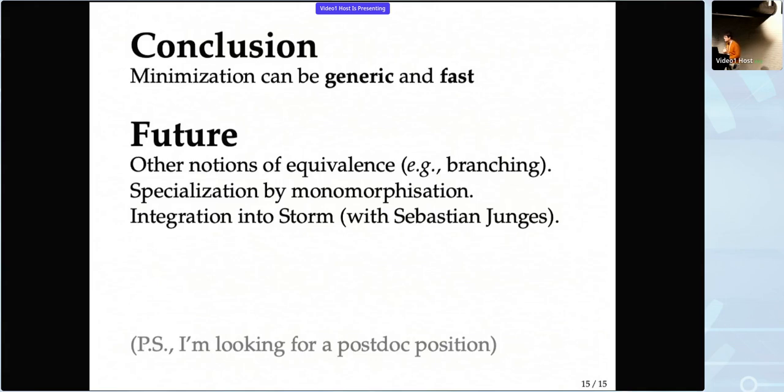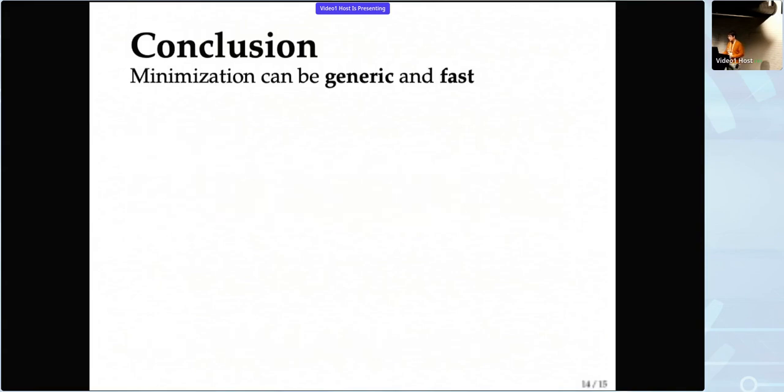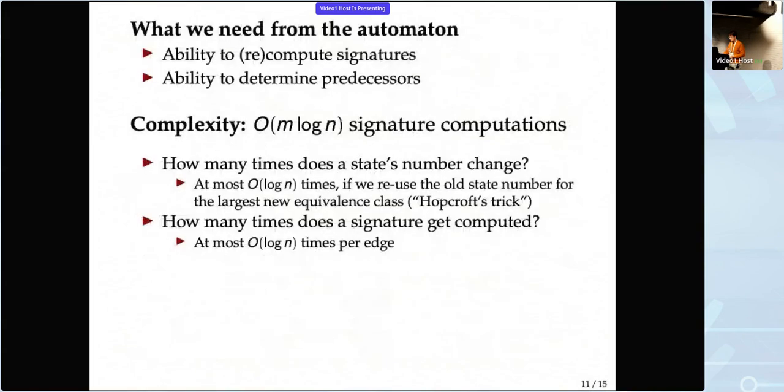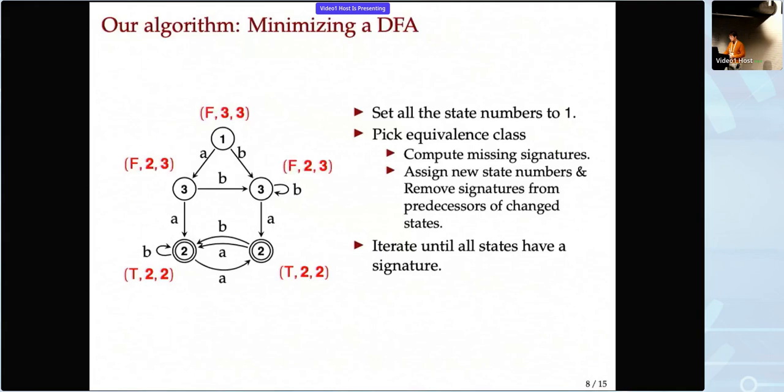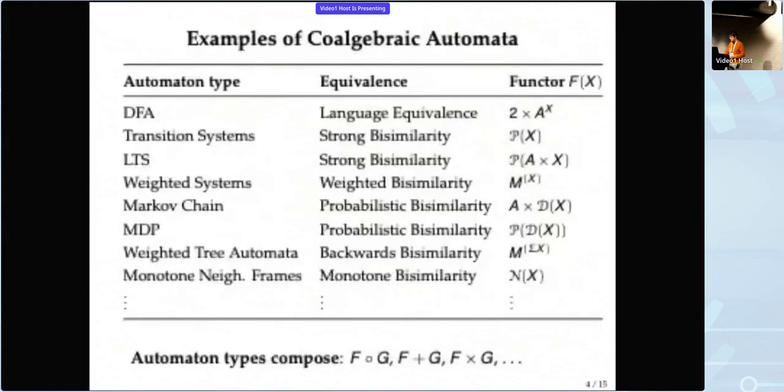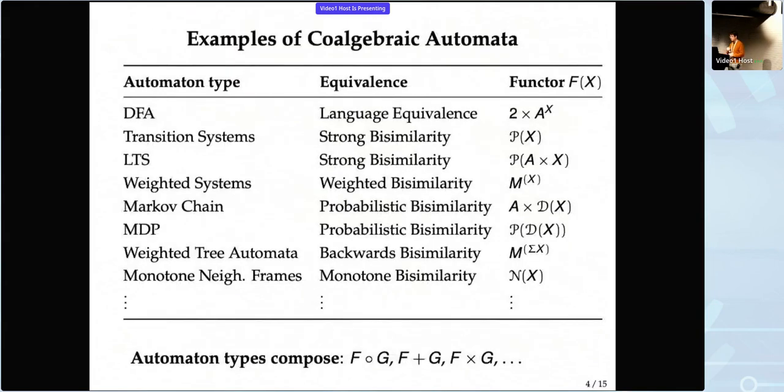Could you give an example of a functor or system type to which the old algorithm does not apply? Yeah, so I can go to my list. Thorsten's algorithm does apply to all the ones on the top. It does not apply on the bottom row. Also, it does not directly apply if you compose two functors.